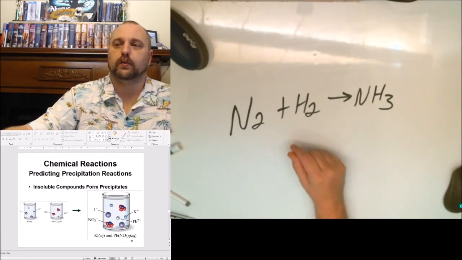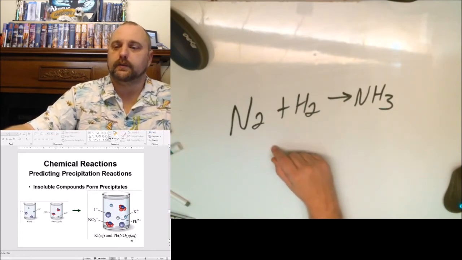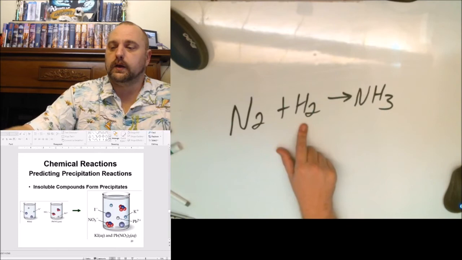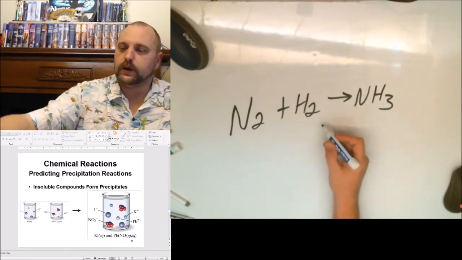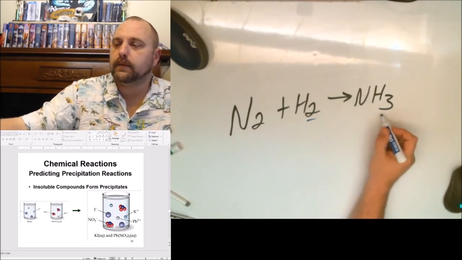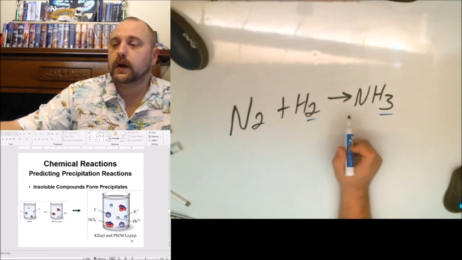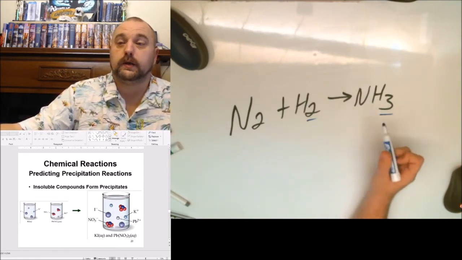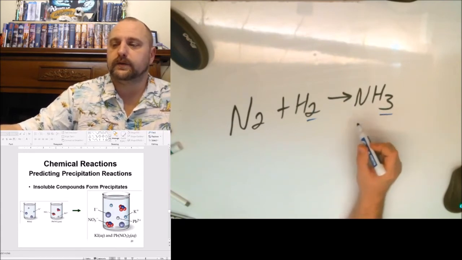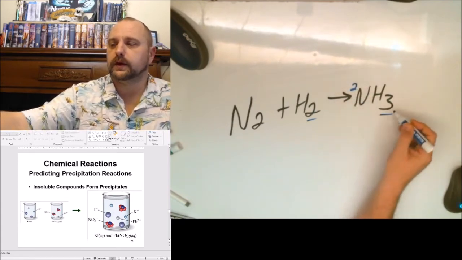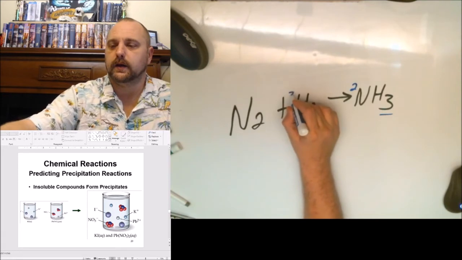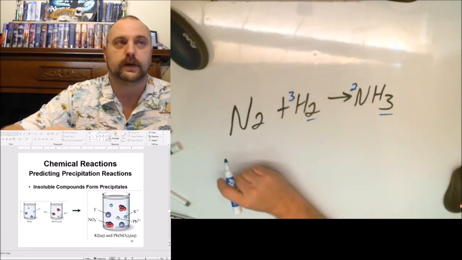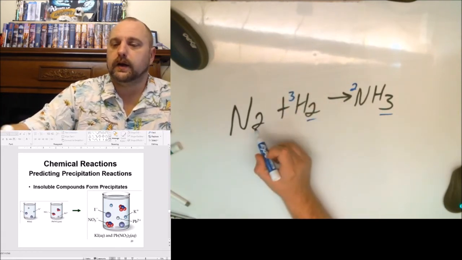Or we can use our least common multiples. And so hydrogen comes in packs of 2 here and packs of 3 over here. And the least common multiple between 2 and 3 is 6. So I want 6 hydrogens on both sides. So I'll put a 3 here to get 6 hydrogens and a 2 here to get 6 hydrogens on this side.